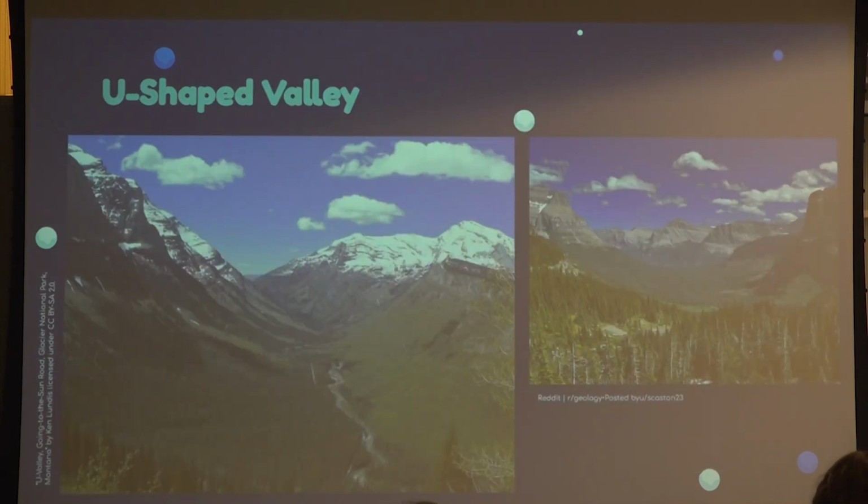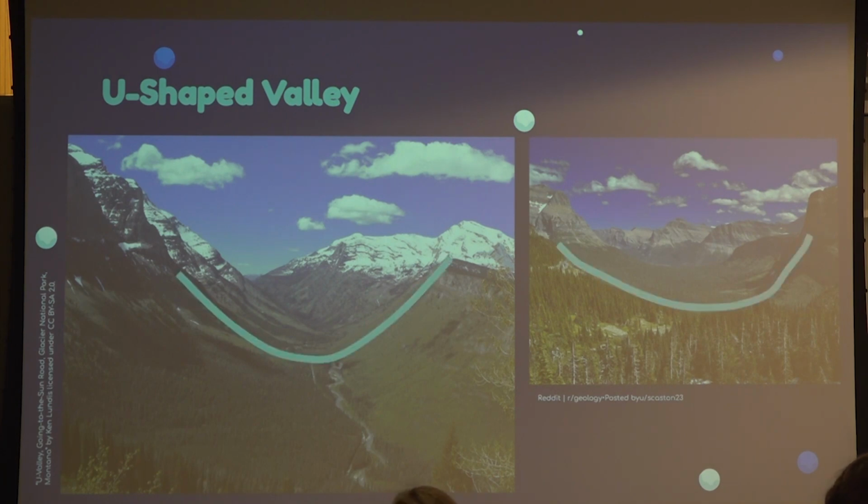Here's our beautiful U-shaped valleys. Both of these pictures are from Glacier off of Going to the Sun Road. You've probably got exactly this same shot in your house somewhere. But this U-shaped valley you can see here and here. And so that's when that big ice lobe comes down and just smooths all the rough surfaces as it comes through.